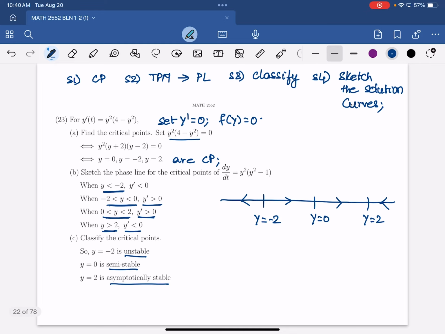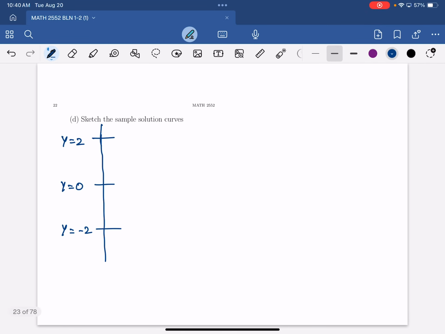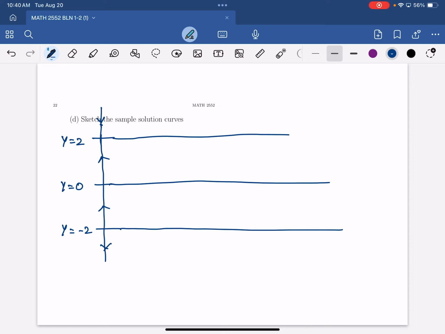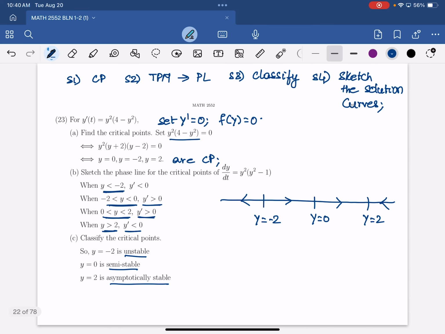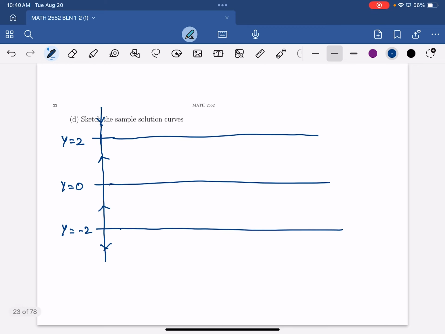So -2 was unstable, right? So unstable means I get that. And 0 is semi-stable, and y equals 2 was asymptotically stable. Do you agree with me on that? Now, you can really evaluate the inflection points, and I think they will turn out to be 0 and plus minus 1 over square root 2, I think.